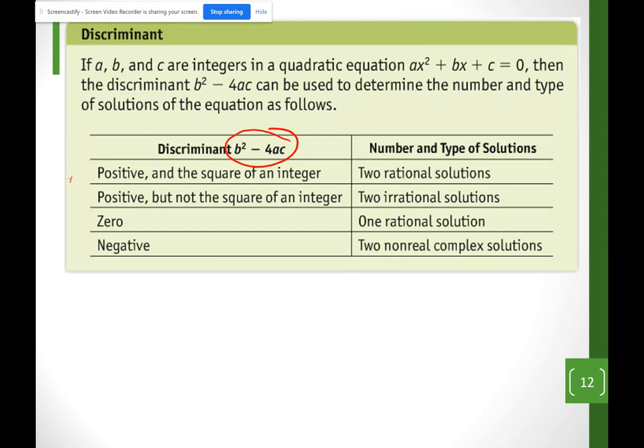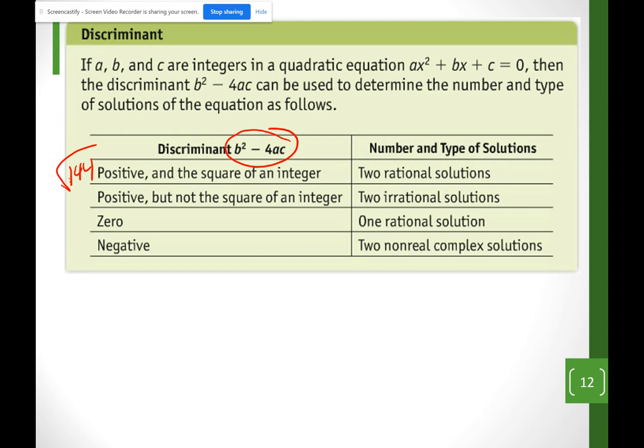if my b squared minus 4ac is something like, let's say, 144, right? It's positive, and it's the square root of an integer, because I can get the square root of 144, right? It gives me a perfect number. My answer would be two rational solutions. So basically, my two answers could be written as a fraction.